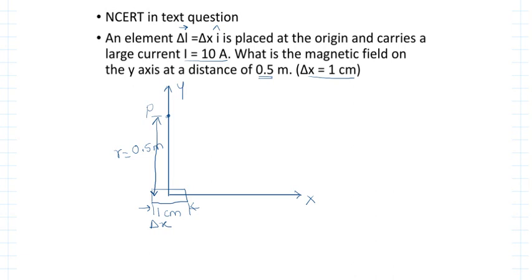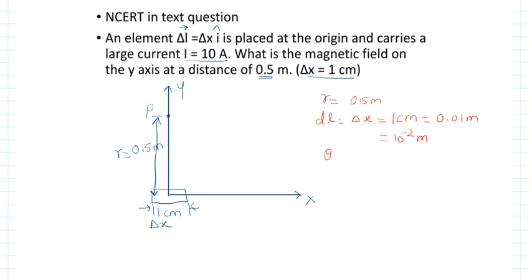So now let's write down the things given to us. The things given are the distance r is 0.5 meter. DL is nothing but delta x over here, since it is given as equal to delta x times I cap, which is 1 centimeter. We have to convert that into standard form. So 0.01 meter. I'm going to write this as 10 to the power negative 2 meters.